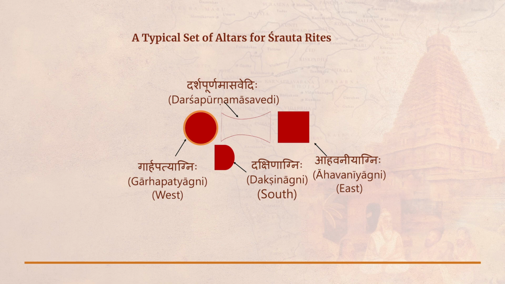Then you have the second one, which is Ahavaniyagni, and that altar has to be square, as indicated here. And then you see a third, semi-circular shape, which is called Dakshinagni. So all these are required, but the interesting part is that the area of this circle should be exactly equal to the area of the square. This is one of the conditions.